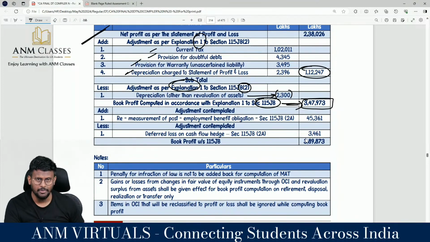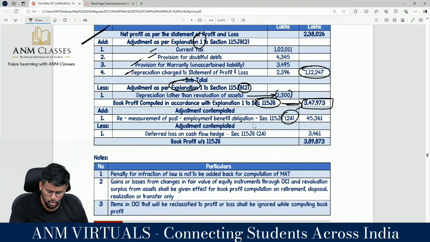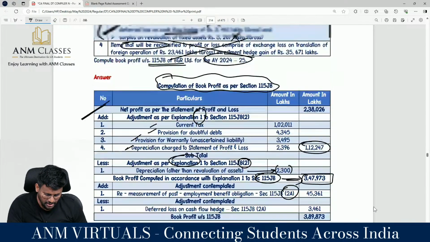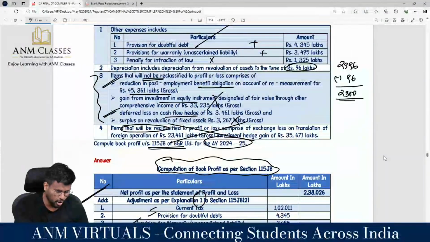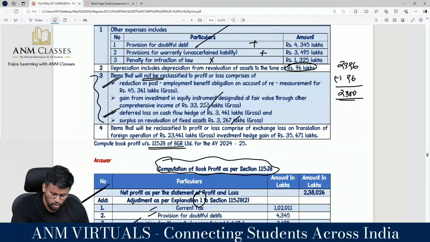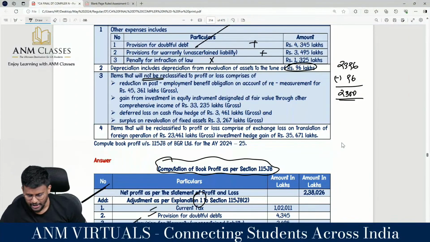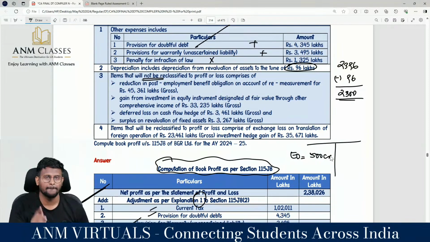Now special adjustments contemplated under 115JB subsection 2A, 2B, 2C. In that 2A, remeasurement of post-employment benefit. You just read the adjustment, I will explain you the logic. Reduction in post-employee benefit obligation. That means you have created some obligation on the liability side of the balance sheet, employee benefit obligation. You have created, for example, 500 crores. I am saying an example.